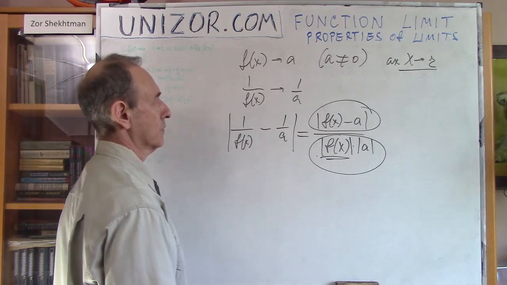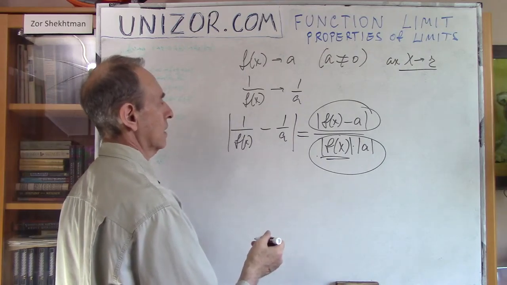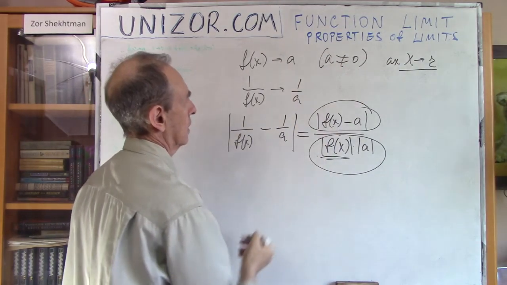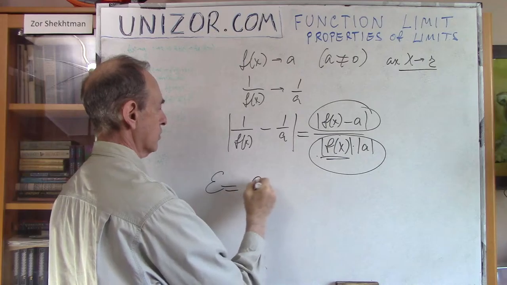How can I prove it? Well, very simply, again, let's have epsilon equal to a over 2.